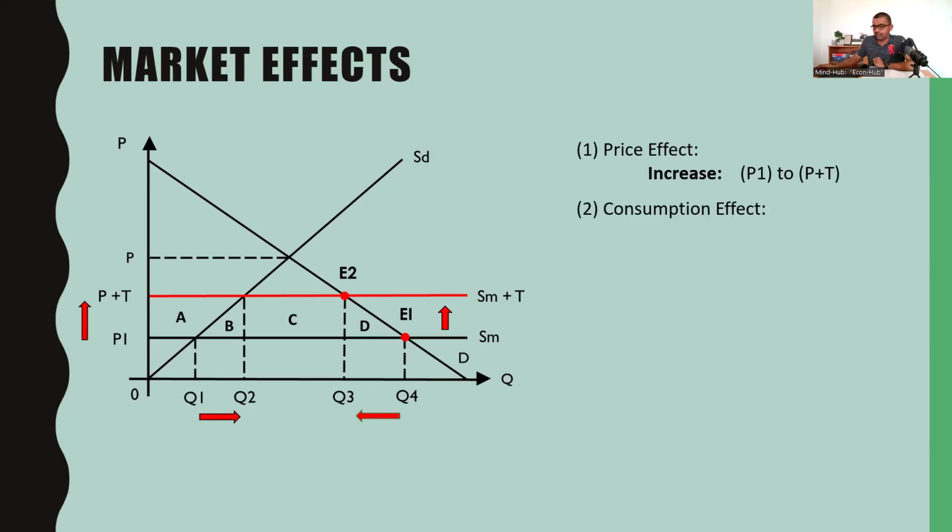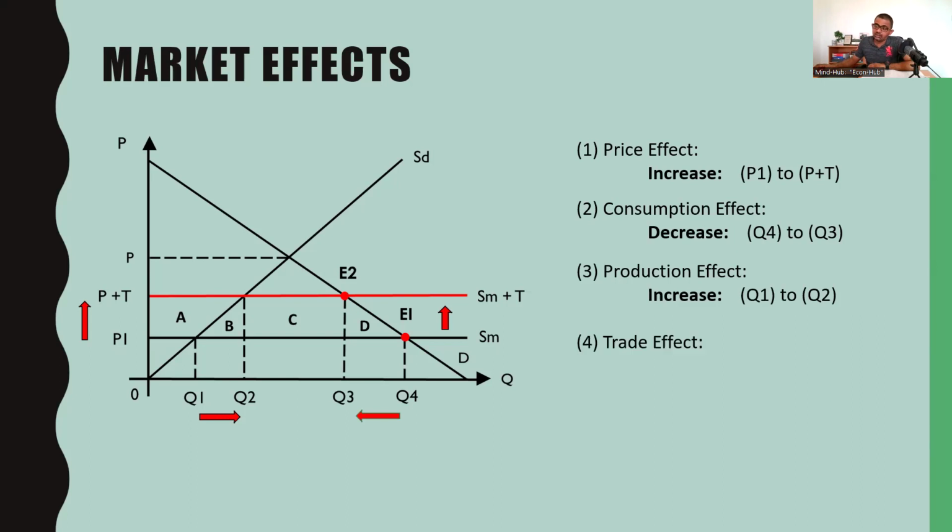Number 2, consumption effect. Earlier we used to consume up to Q4, now we are only consuming up to Q3. So consumption decreases from Q4 to Q3, total consumption. Number 3, production effect. Earlier we produced Q1, now we are producing Q2, increase, production effect. Number 4, trade effect. Earlier the trade was Q1 to Q4, now Q2 to Q3, reduction.